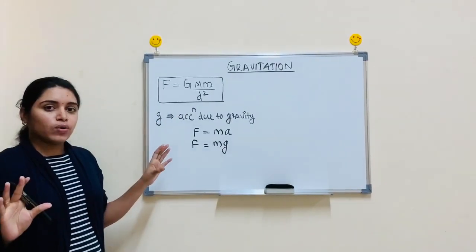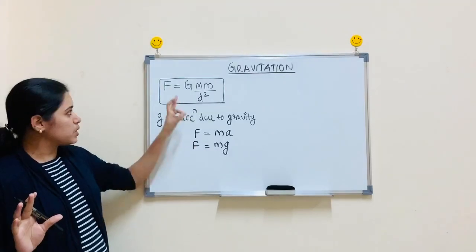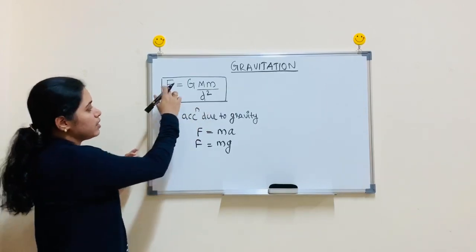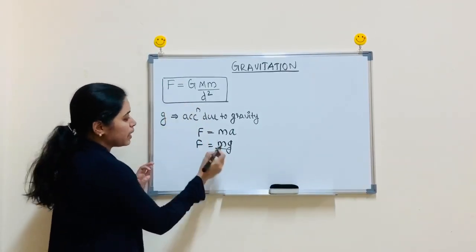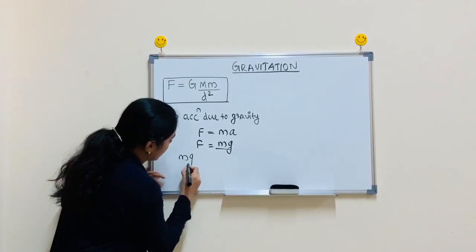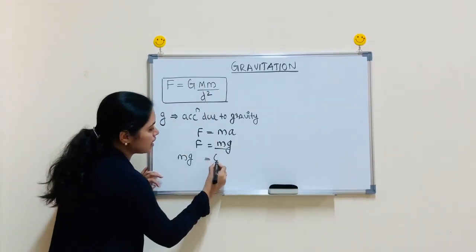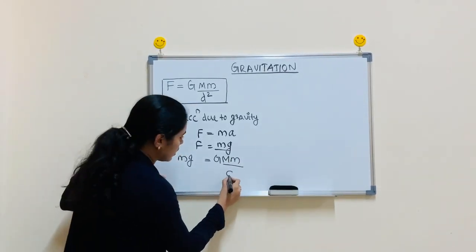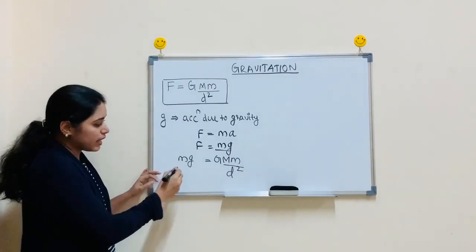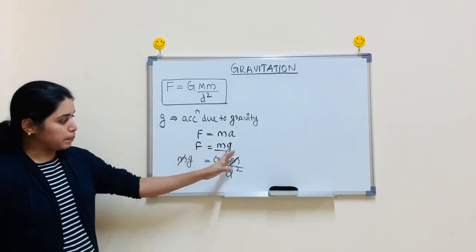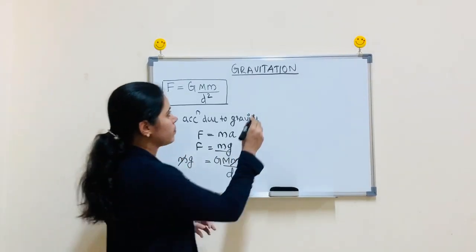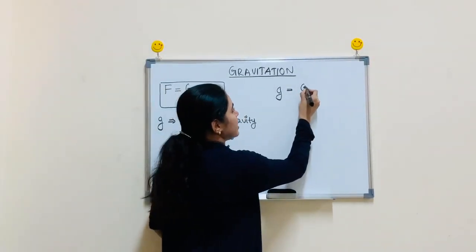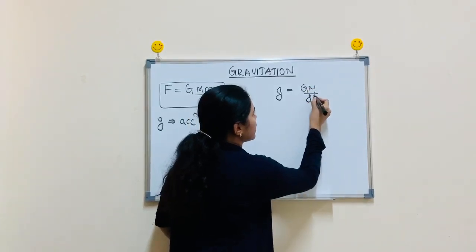And from the universal law of gravitation, we already arrived at an expression for force. F is equal to GMm divided by d square. Here we can replace this F by this. So we can write it as mg is equal to GMm divided by d square. Now we can cancel this m here and here. Now we got an expression for g as g is equal to GM divided by d square.